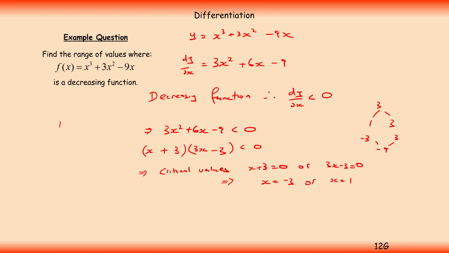Now, if we do a quick sketch of the cubic curve, we've got our y and x. This function, as x tends to minus infinity, because it's cubic, y is also going to tend to minus infinity, so it's going to be heading down that way. And as x tends to positive infinity, y is also going to tend to positive infinity. So it's going to look like this.